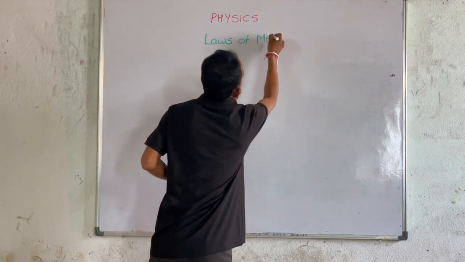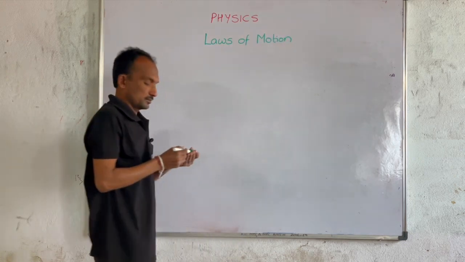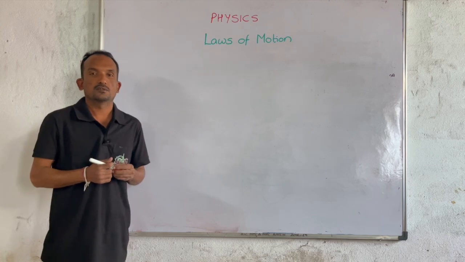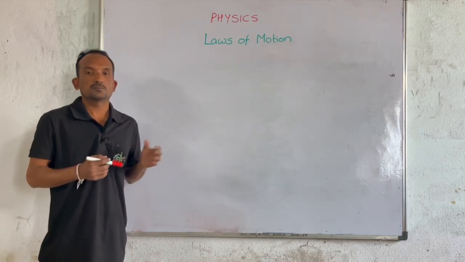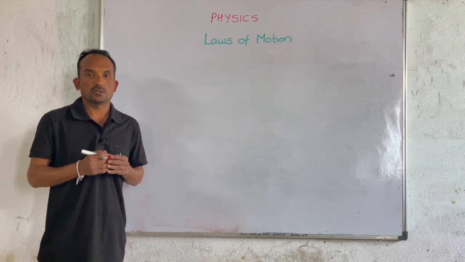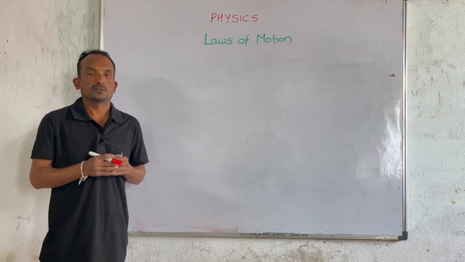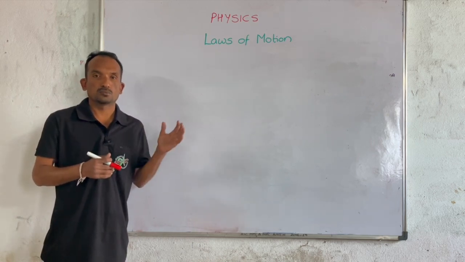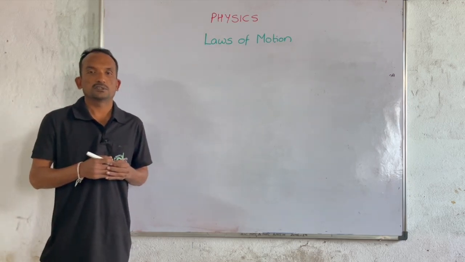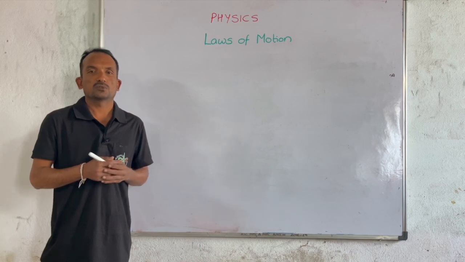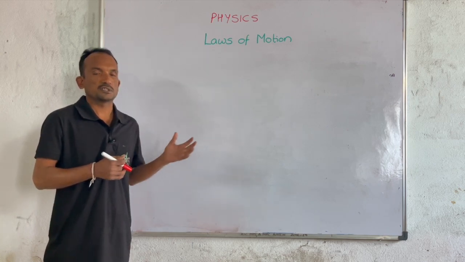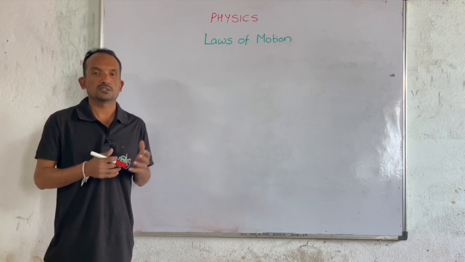Laws of motion. Okay students, this is one of the intermediate first year physics chapters, laws of motion. In this chapter, we discuss the motion of the body, the causes of motion, and the types of motion, how a body gets into motion. So many scientists, like Einstein, Galileo and Michelson-Morley, discovered and explained the motion of bodies in space and in a gravitational field. And finally, Newton explained motion in his laws, called Newton's laws of motion.